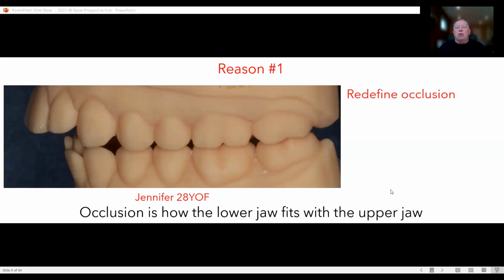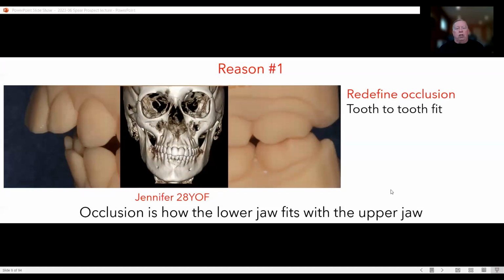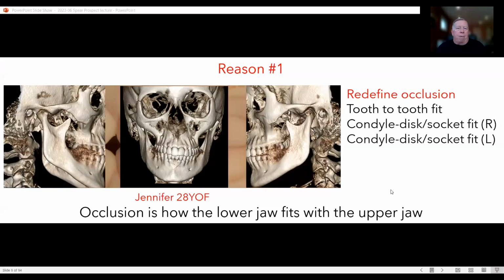I'm going to suggest that we redefine occlusion, because if we redefine occlusion as how the lower jaw fits to the upper jaw, it all becomes a lot easier now. And ultimately, we're going to look at how her teeth fit together. But if you think about the anatomy, the back end of the system plays the same importance as the front end of the system. We've got a condyle disc that has to fit against a socket on the right side and the left side. And when you start to take a look at her, she's an interesting case.